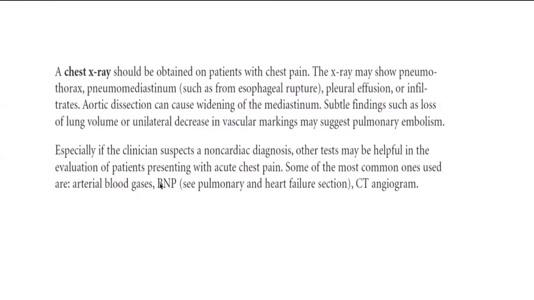We are coming into the management. So without ECG and troponin, we will start aspirin. Yes, we will start aspirin if we are suspecting a cardiac issue, but we'll come into that in a few moments.